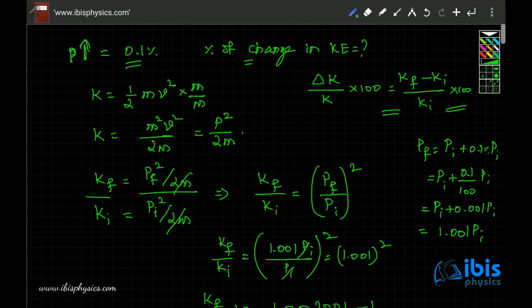Whenever you come across this kind of problems, just always write final value to the original value, and finally you subtract 1 and multiply by 100, so that you will be able to find easily this kind of percentage of change in any values.